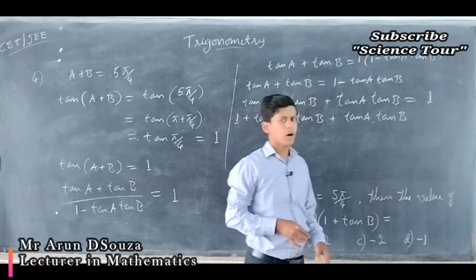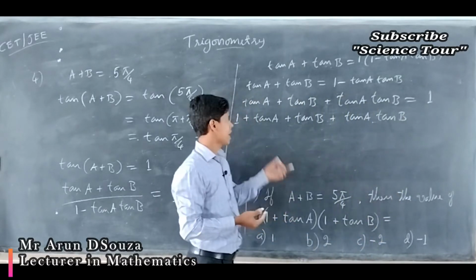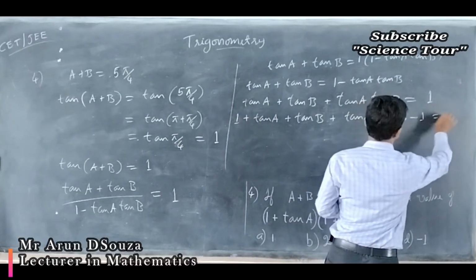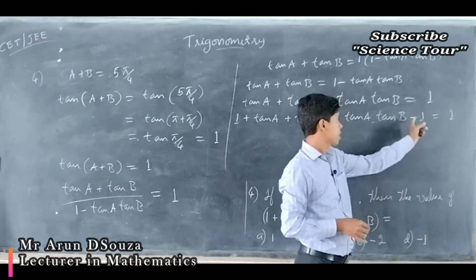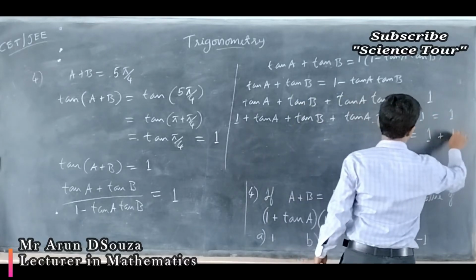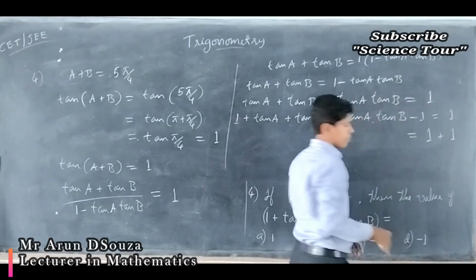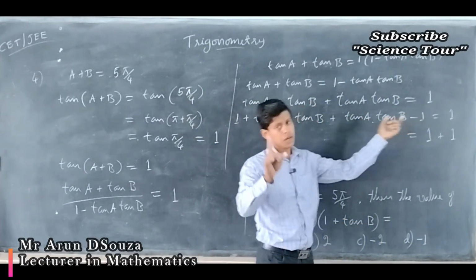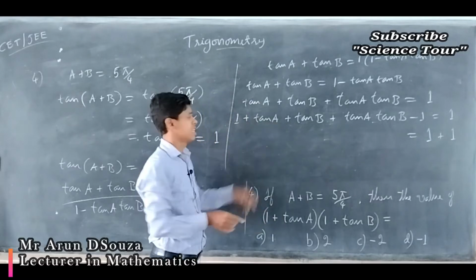Alright, so I am adding 1 to both sides. Whenever you add something, you have to subtract, so this is minus 1 here. If it is in the LHS, that minus 1 I will take to the other side, so that will be 1 plus 1. I am adding 1 and subtracting 1 because I need 1 plus tan a.